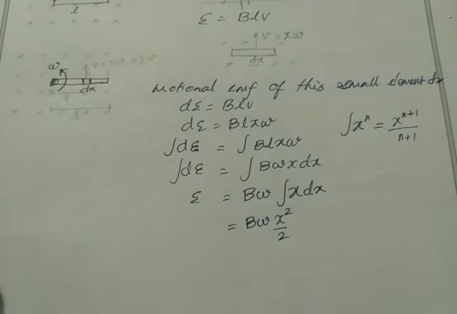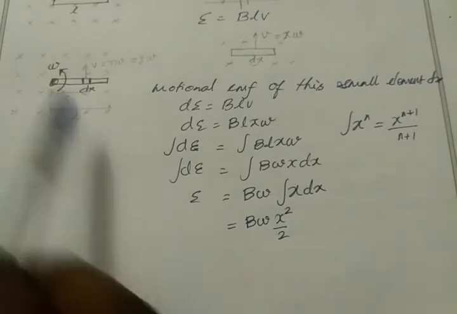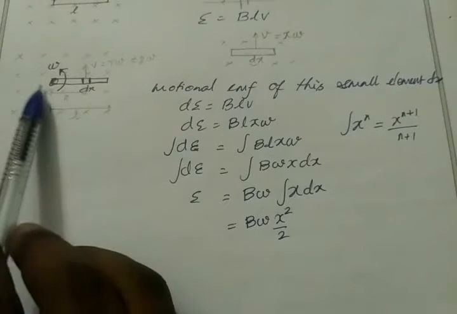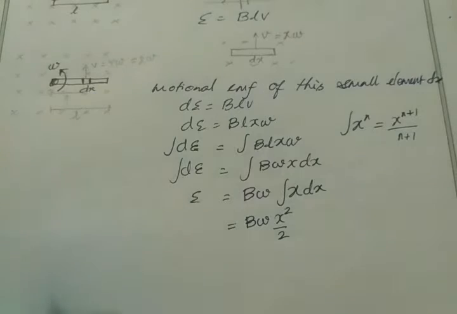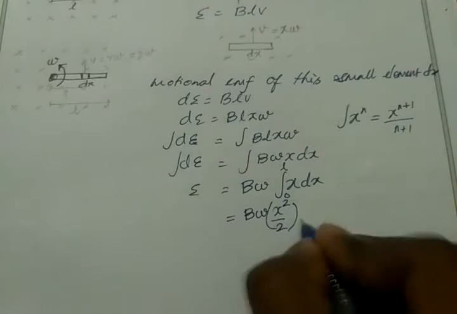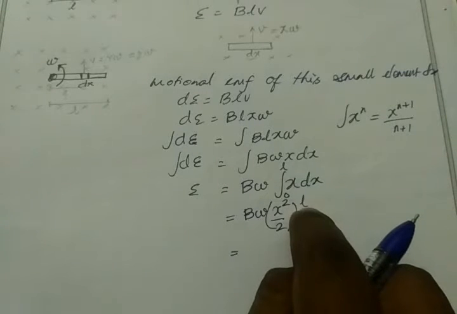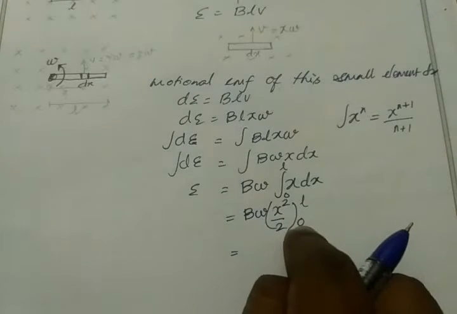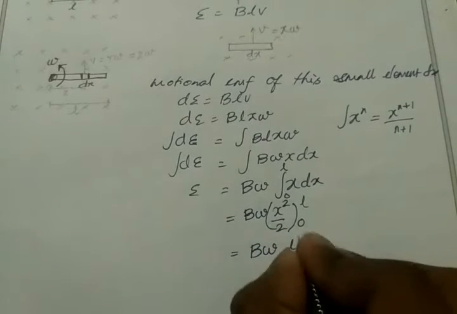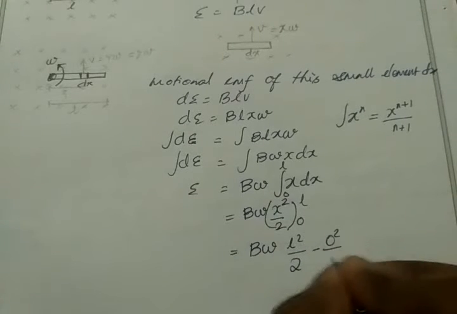What is the limit of integration? Here our purpose is to find the EMF of the whole length of the rod. So the length of the rod is our limit. The length starts from 0 to L, right? So I put 0 to L. Then instead of x, substitute the value of the upper limit, and then substitute the value of the lower limit. B omega, L square by 2 minus 0 square by 2.